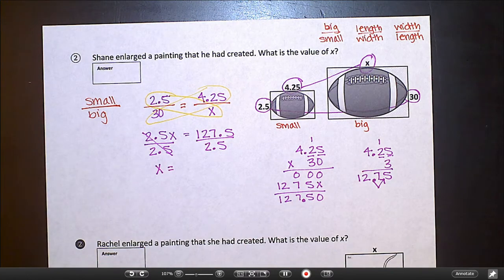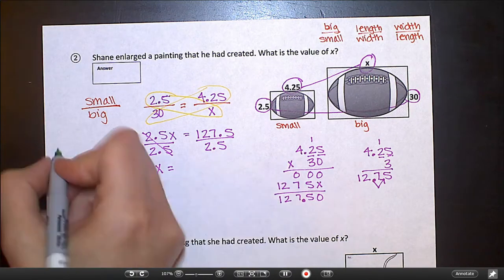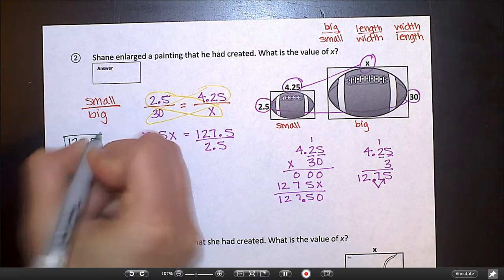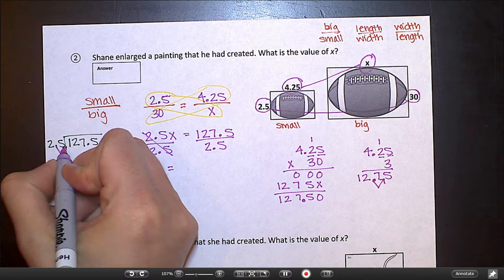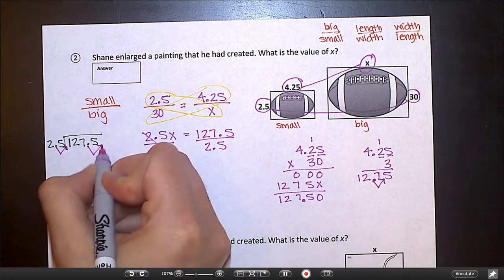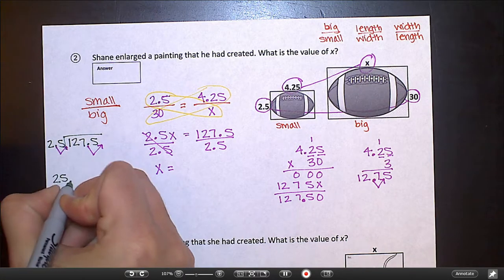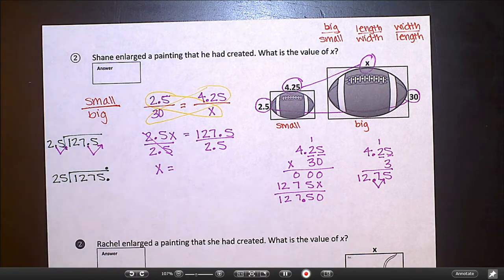So we need to do some division here. Remember, the top number always goes inside the division sign. So 127 and 5/10 divided by 2 and 5/10. But we can't divide by a decimal. Let's go one place to the right, one place to the right, and rewrite the division problem. So 1,275 divided by 25. Let's put our decimal in the quotient. And with division, it's very important that we keep everything lined up neatly.